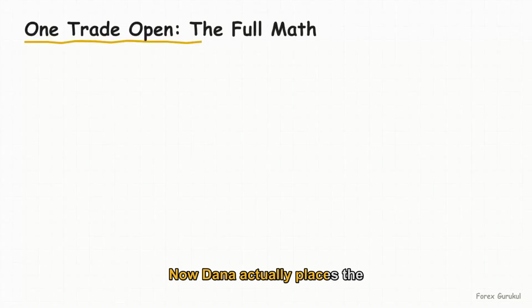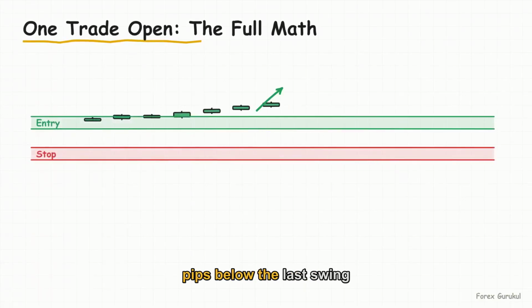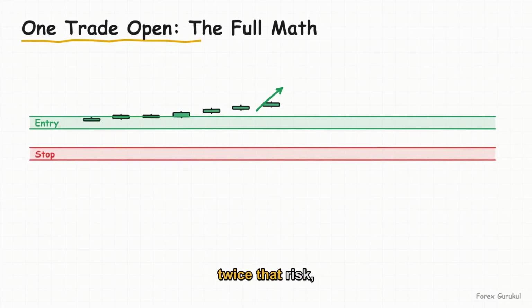Now Dana actually places the trade. Classify it simply. This is a bullish continuation setup, about as basic as it gets, not some complex multi-candle reversal. Her entry trigger is a clean break above the recent high on Eurodollar. Her stop goes a few pips below the last swing low, with a little wiggle room so normal noise does not tag her out, and her target sits at twice that risk, a 2-to-1 reward.